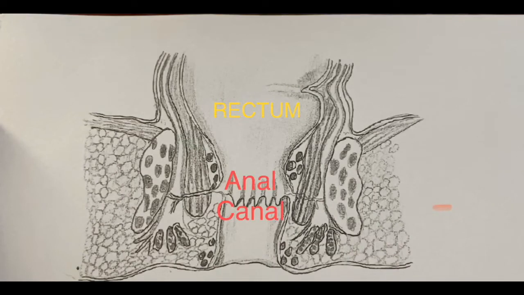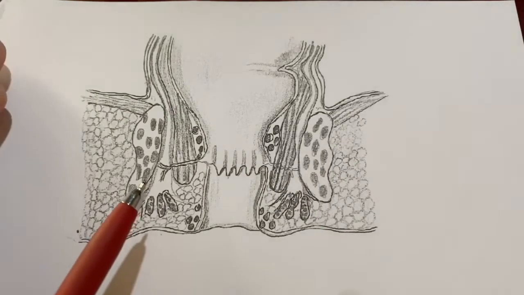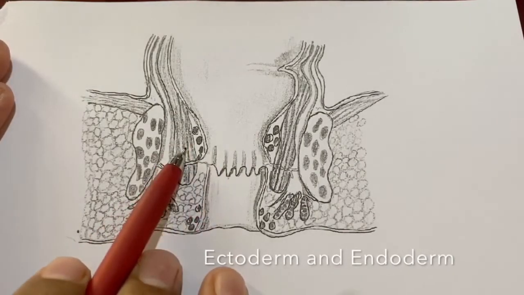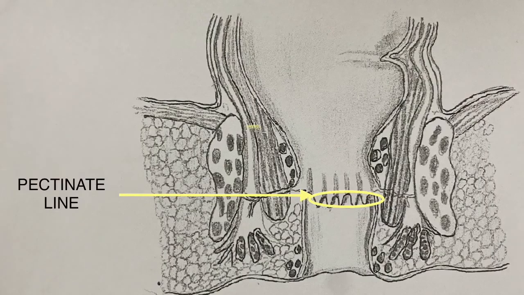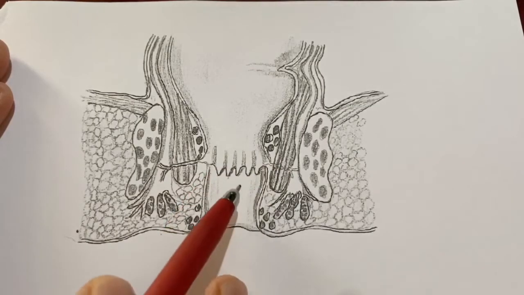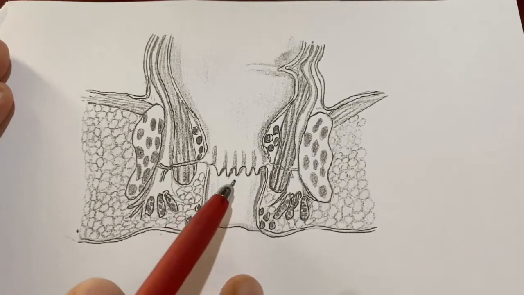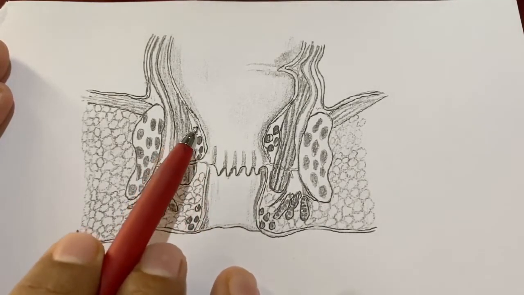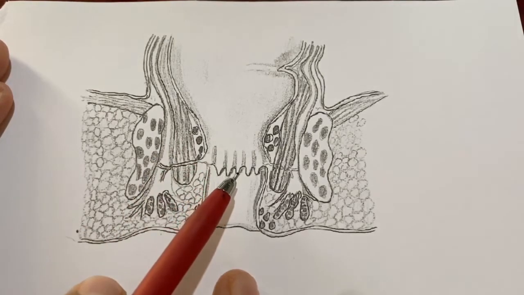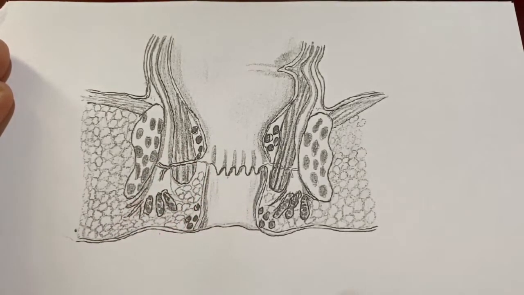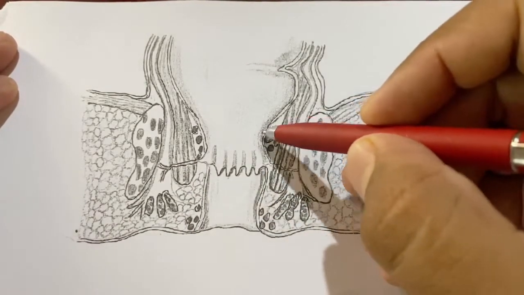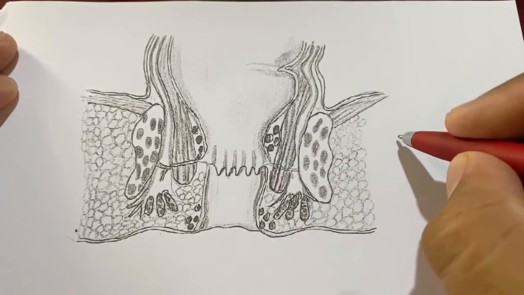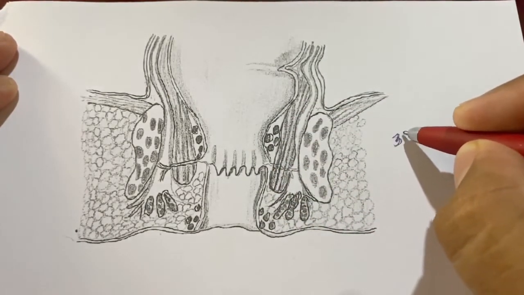When we look into the development, the anal canal is derived from ectoderm and endoderm. Above the pectinate line, this part is derived from the endoderm and this part is derived from the ectoderm. The length of the anal canal is approximately 38 mm.